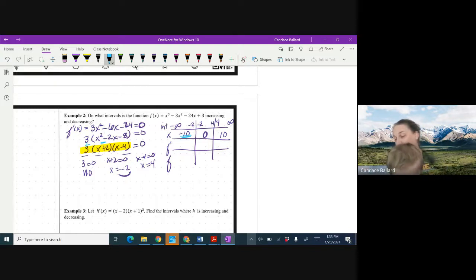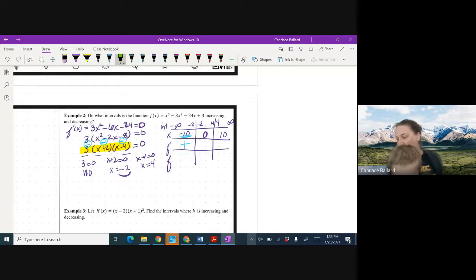And then when I plug a negative into this one, we've got a negative again, right? Because a negative 10 minus 4 is going to be a negative. Then I have to think about what happens when I multiply these together. Positive times negative gives a negative, and negative times negative gives a positive. So this is positive here.